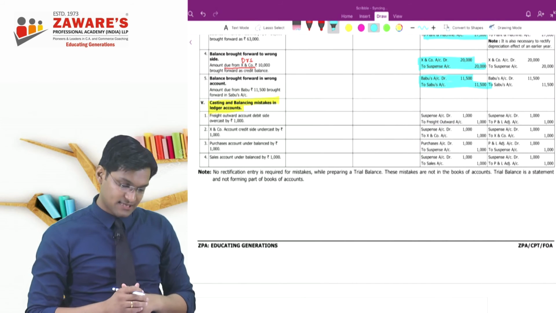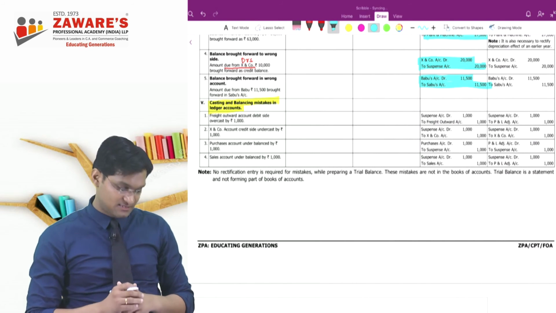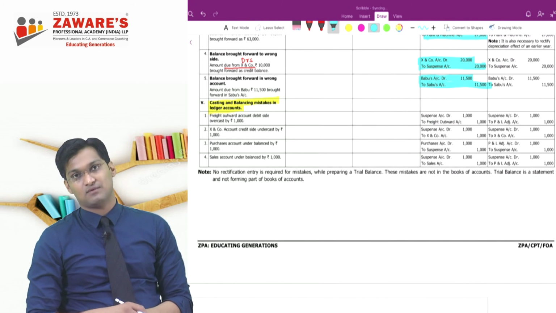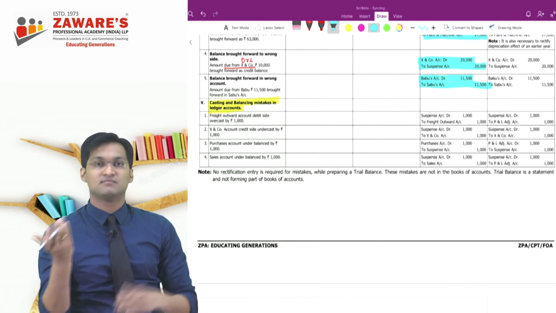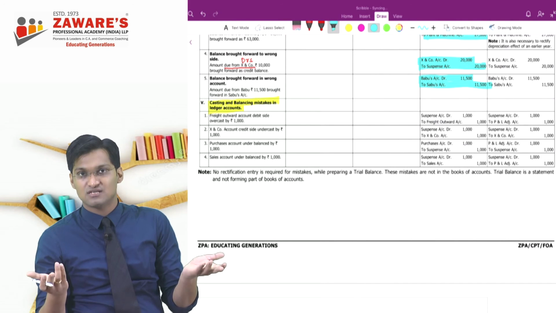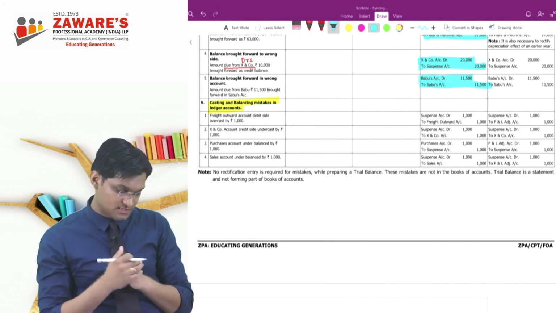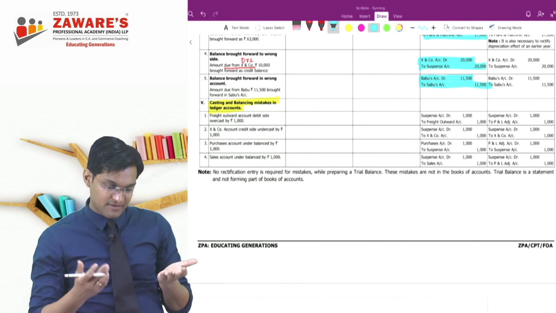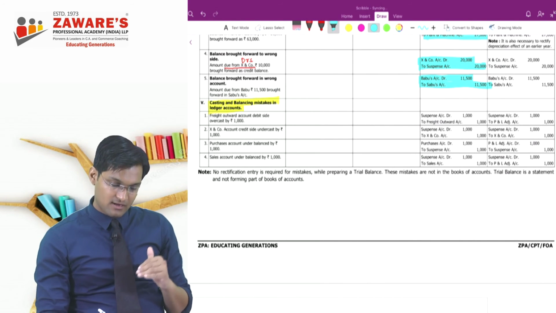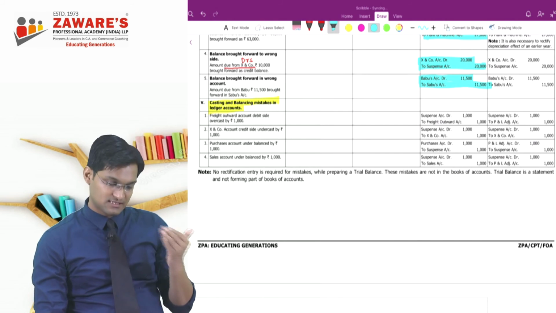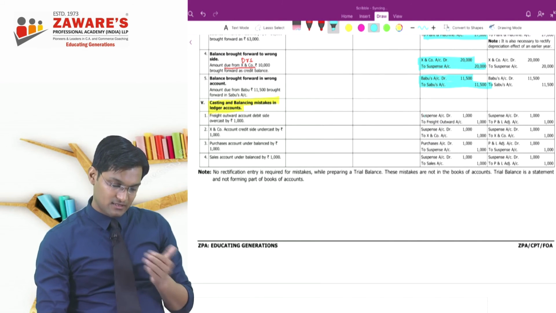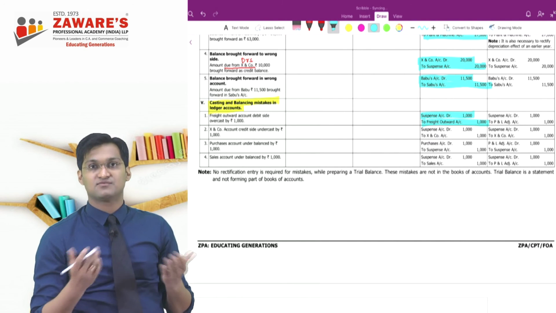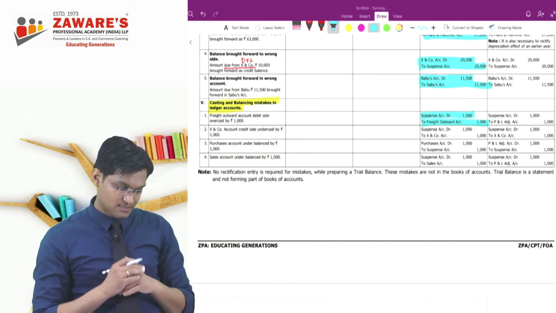Then you have last category of errors, casting and balancing mistakes. Freight outward account debit side overcast by 1,000. Freight outward means your transportation charges, correct? Outward means on sales which you have paid. It is overcasted by 1,000 means excess debited by 1,000. No problem. Freight outward कीजिए credit by 1,000. Suspense will be debited by 1,000. In the subsequent year, if this error is rectified, freight outward will be replaced with profit and loss adjustment account.